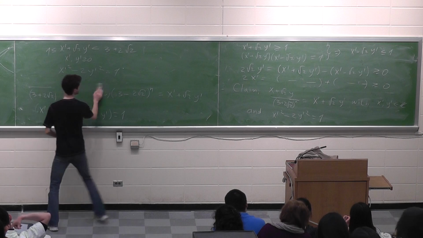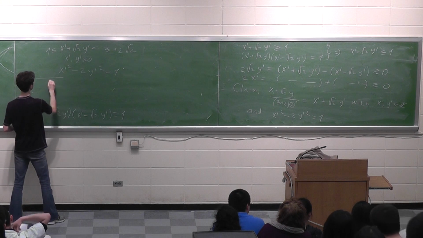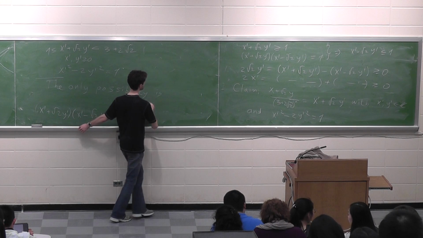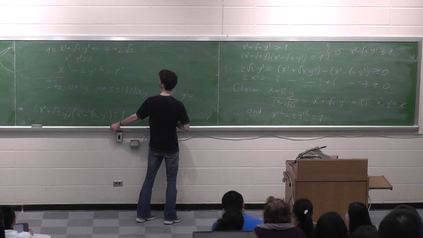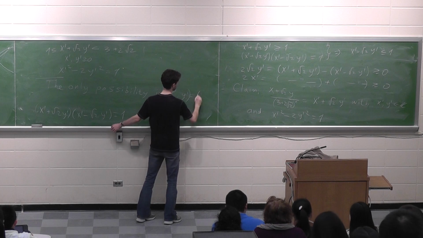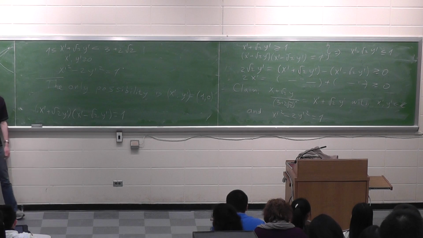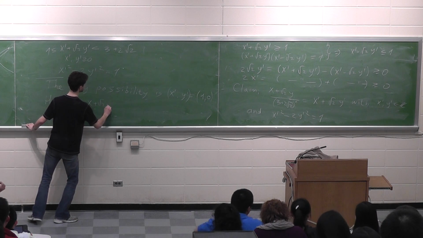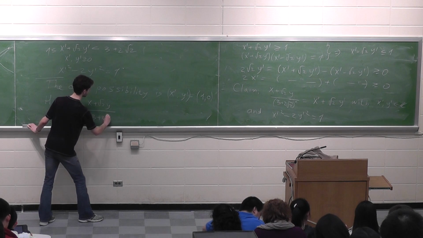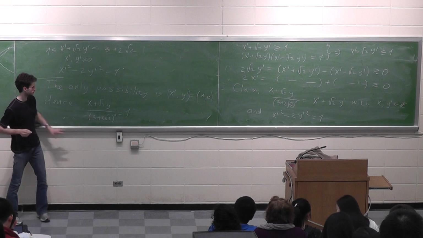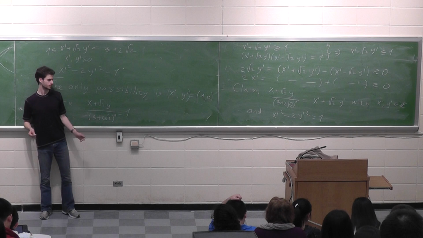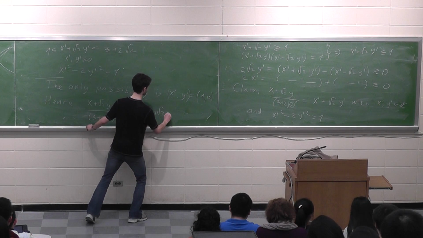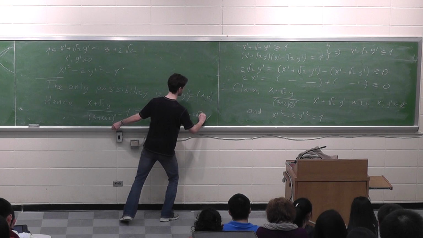So, the only possibility is x prime, y prime is equal to 1, 0. So the quotient of the solution that we started with, so hence x plus square root of 2y divided by 3 plus 2 square root of 2 to the power n is equal to x prime plus square root of 2y prime, which is 1. So this number is equal to the power of this solution. Hence, x plus square root of 2y is 3 plus 2 square root of 2 to the power n.